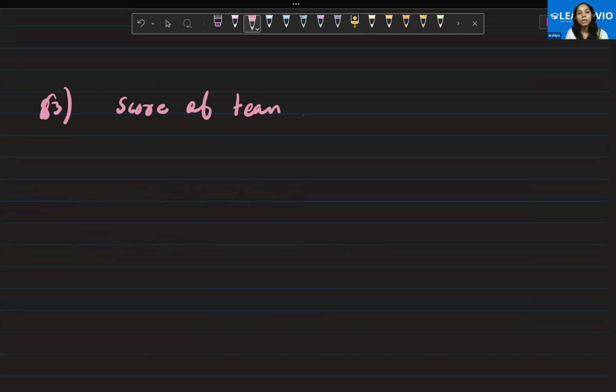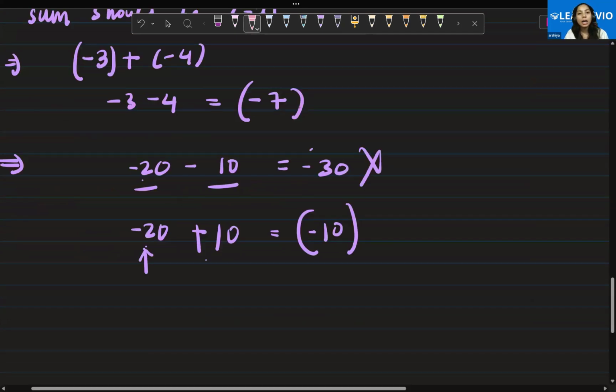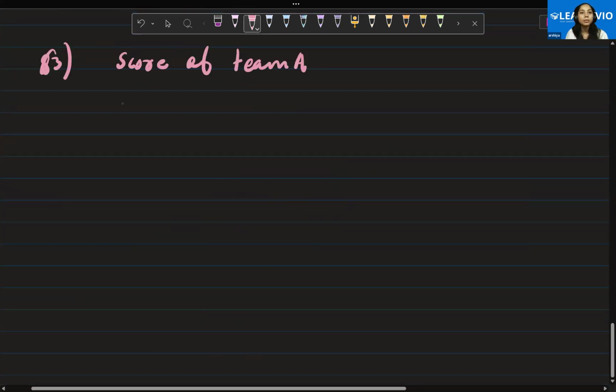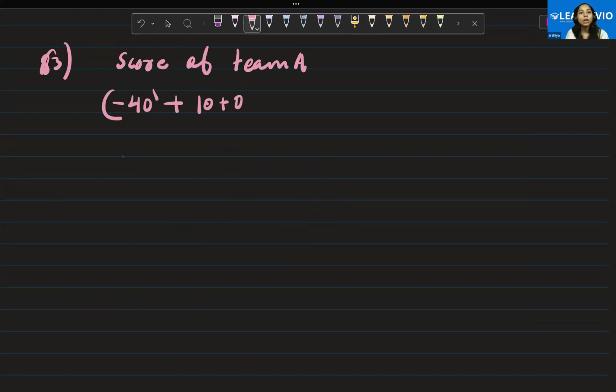Score of team A for was negative 40, 10, and 0. So negative 40 plus 10 plus 0. I'll just remove the 0 because if you add anything to 0, it's the same thing. So negative 40 plus 10, what will happen? We have a positive and one negative integer. What will happen?